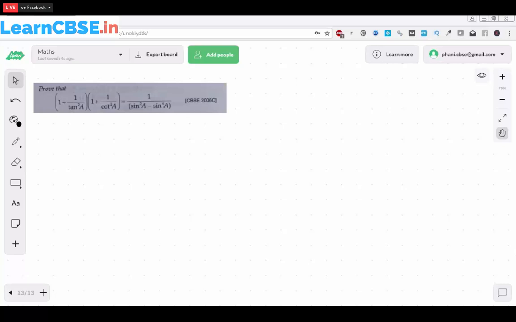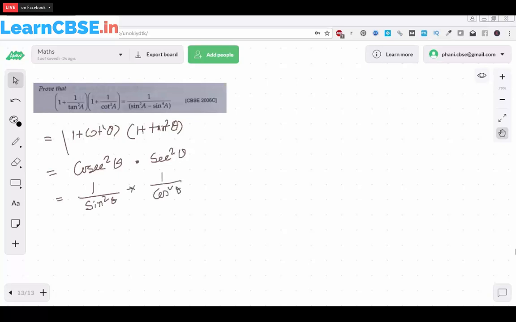1 by tan square theta plus 1 by cot square theta equals 1 by sine square a minus sine power 4 a. So we have to simplify this. 1 plus 1 by tan square theta, we can write it as 1 plus cot square theta, and that can be written as 1 plus tan square theta. So 1 plus cot square theta is equal to cosec square theta, and 1 plus tan square theta is equal to sec square theta. And that is equal to 1 by sine square theta and 1 by cos square theta.